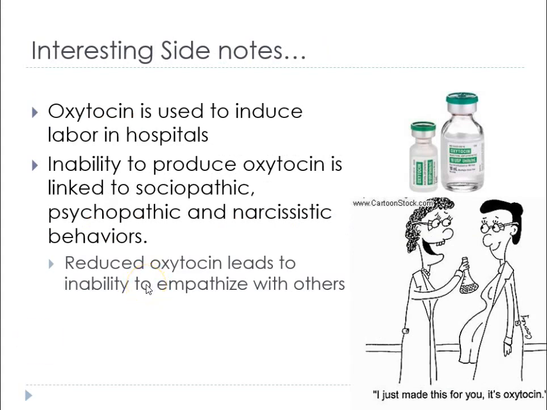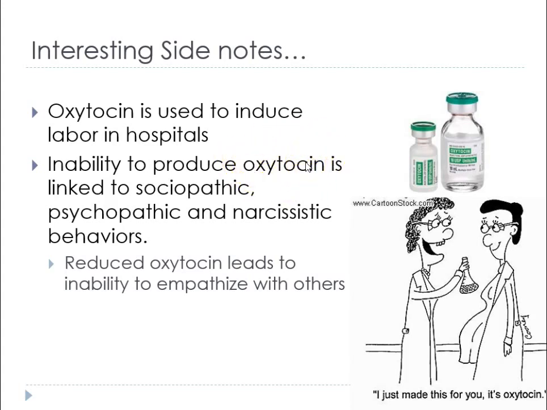So oxytocin is going to be used for labor. We've also figured out that people that don't make love bonding are usually linked to psychopaths. They have psychopathic behavior. Turns out that people that have major issues, they don't make any of this. So when you kill somebody or you do something horrible, you don't feel bad about it. That's because you're not making oxytocin.